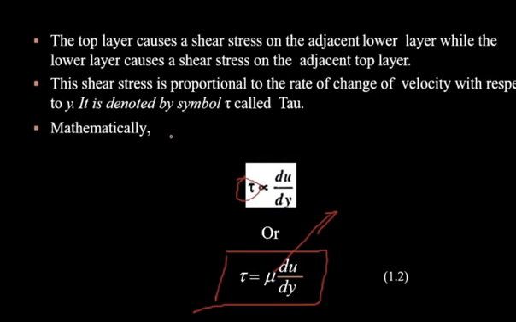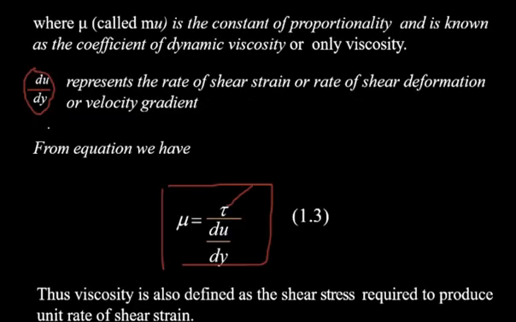So that property is called shear stress, that is tau, and that tau is proportional to the rate of change of velocity with respect to y. When this proportionality is equated, we get a term called mu. So this mu is nothing but the constant of proportionality, and is known as the coefficient of dynamic viscosity, or only viscosity.